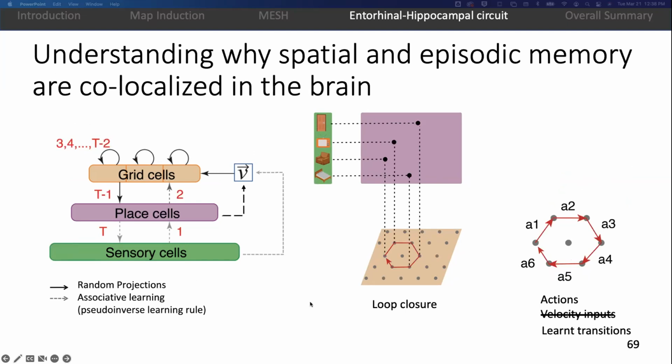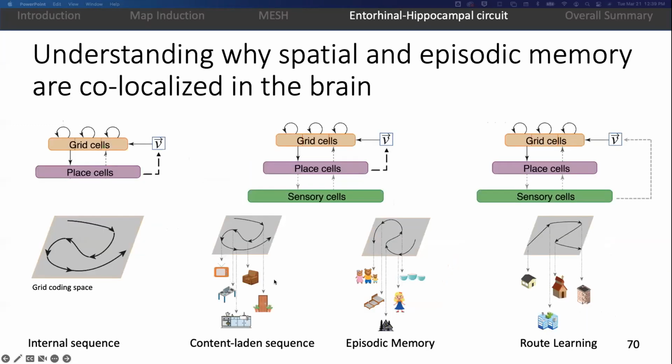So this helps us understand why spatial and episodic memory are co-localized in the brain. Instead of giving external velocity inputs, we can also learn these actions or transitions on this manifold. The learning can happen by learning low-dimensional mappings from either place cells to these action inputs or sensory cells to these action inputs. In that case, instead of giving external actions, given your first starting location, the model should be able to reproduce the entire trajectory that you would have taken in that space. So what is the difference between these two connections? Why these two connections? That's what I'm going to show you here.